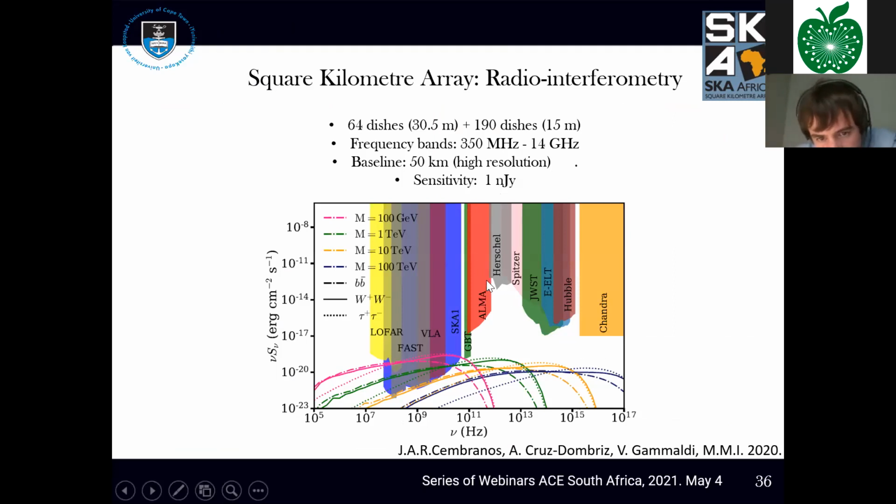And in this plot that I have here, we can compare the sensitivity of the SKA with other telescopes, not only radio telescopes, but also X-ray telescopes. The blue band is the SKA, and you see here the sensitivity reached by the telescope. This is SKA1. You will see later that we expect more phases for the SKA.